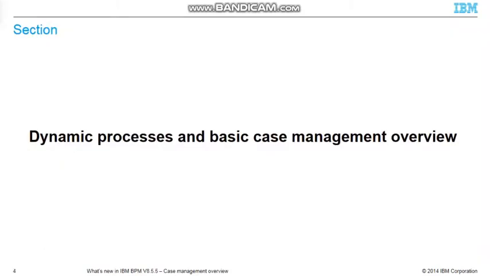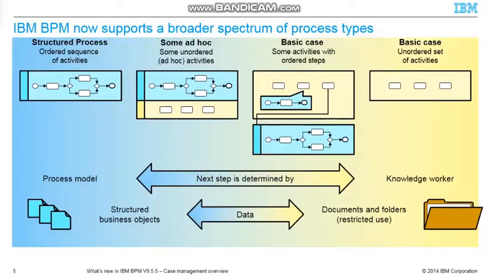This section provides an overview on dynamic processes and basic case management in IBM BPM version 8.5.5. IBM BPM now supports a broader spectrum of process types. They include structured process, ad hoc, basic case with ordered steps, and basic case with unordered set of activities.